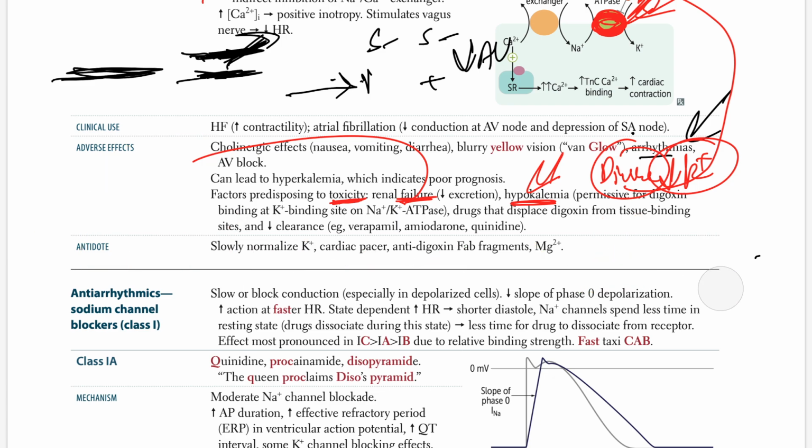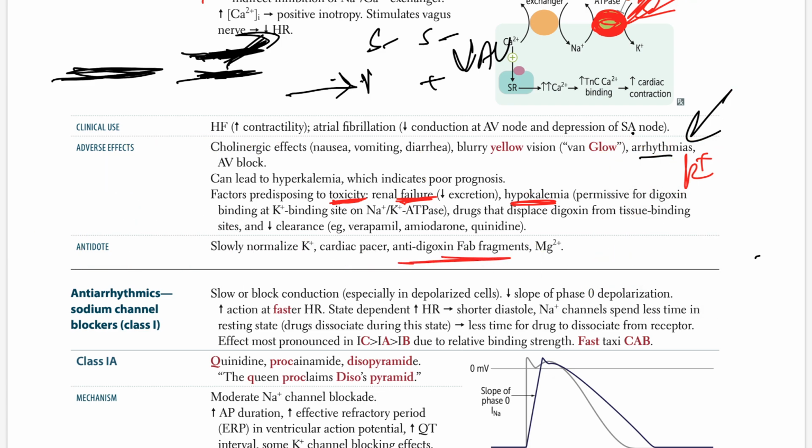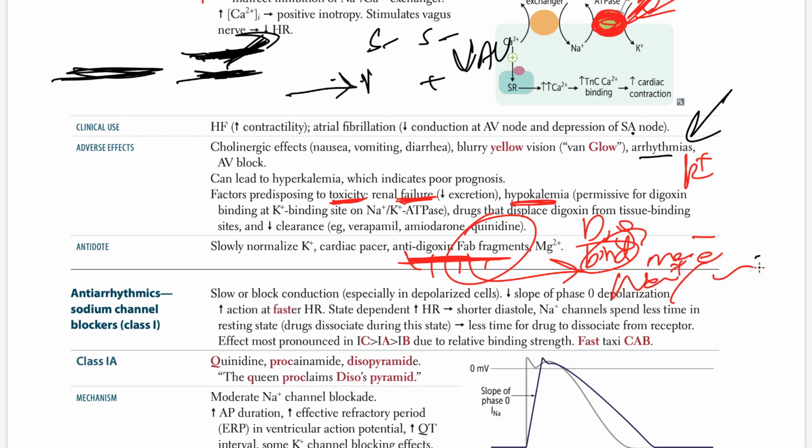Okay, the Fab fragments as an antidote, anti-digoxin Fab fragments, what's the mechanism of this? What does it bind? Digoxin binds to these Fab fragments more than the sodium potassium ATPase channel. So it binds to them instead of binding to sodium potassium ATPase.